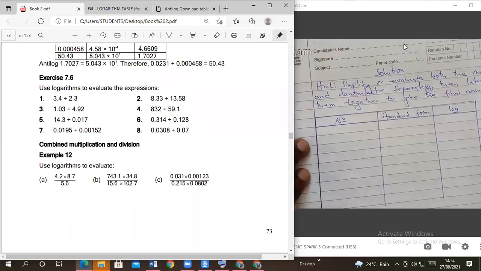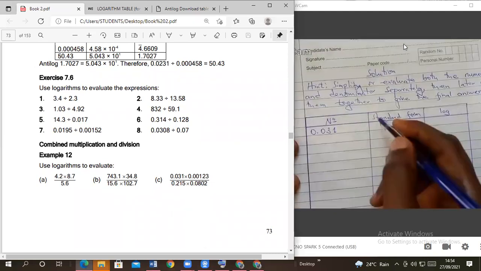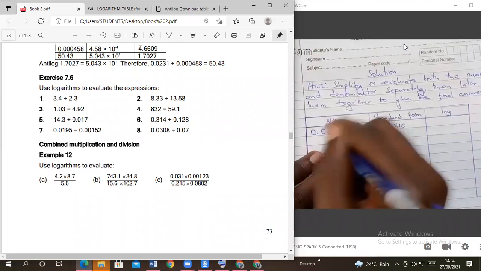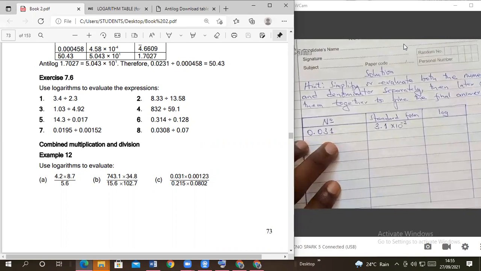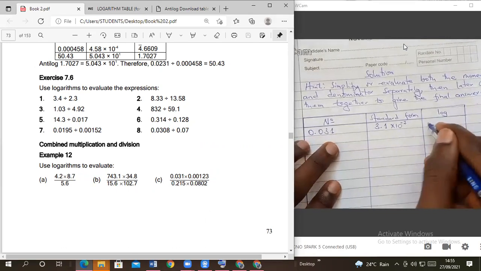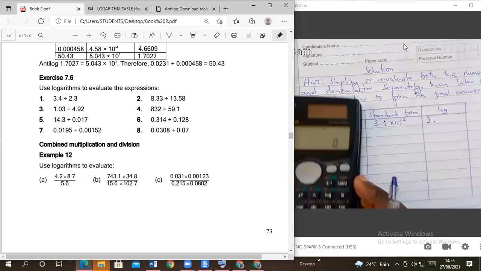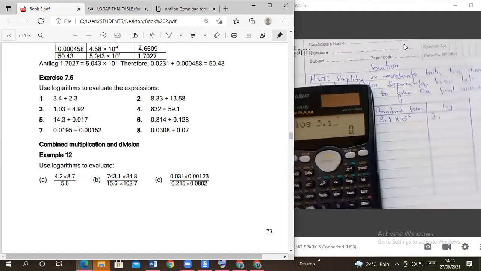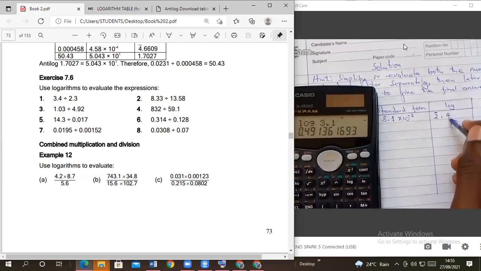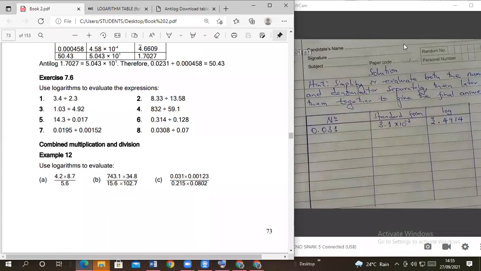So what is the first number there? The first number is 0.031. So what is it in standard form? 3.1 times 10 to the power negative 2. So it's 2 bar point. What is the log of 3.1? You get 0 point 4, 9, 1, 4. Are you together, members? Yes. We move to the next number.